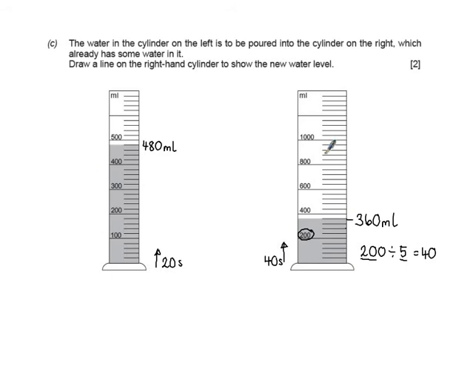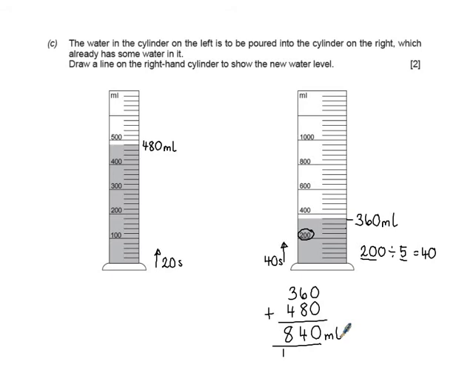So we want to add these two values together. So we have 360 add 480. So 0 add 0 is 0. 6 add 8 is 14. So 4 carry the 1. 3 add 4 add 1 gives you 8. So you have 840 millilitres.